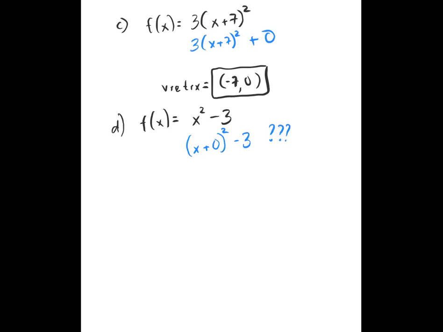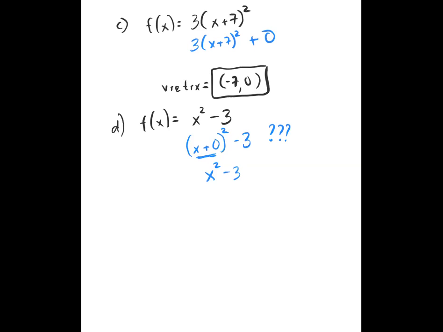What's x plus 0? Before you answer that question, what's 1 plus 0? 1 plus 0 is 1, right? What's 2 plus 0? 2. 3 plus 0? 3. 4 plus 0? 4. X plus 0? X. Oh, so that's just X.